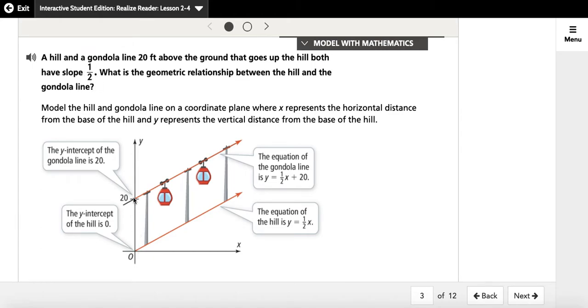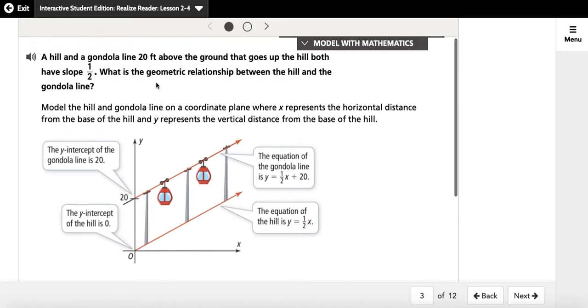And then the gondola line's 20 feet above. It's always 20 feet above, so that means the intercept's 20. So we have y equals 1/2 x plus 20. Remember that from Algebra 1? The slope form y equals mx plus b, where b is the intercept. So since this had an intercept of 0, it was plus 0. This has an intercept of 20, so it's plus 20. Okay.